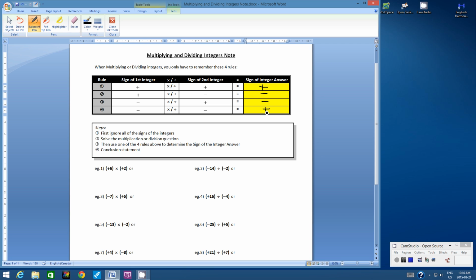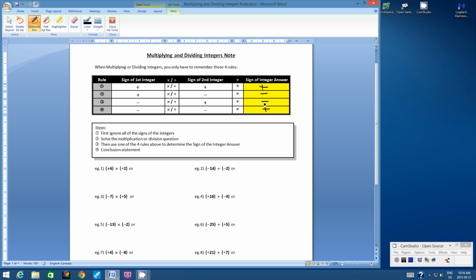So I want you to have a look at these rules, and then come up with a rule on your own that will help you if you don't really understand or remember the rule. If you notice that if the signs are the same, such as rule 1 or rule 4, a negative and a negative, or a positive and a positive, the result is always positive. But if the signs are different, if we have a positive and a negative, as in rule 2, or a negative and a positive, as in rule 3, we're always going to get a negative answer.